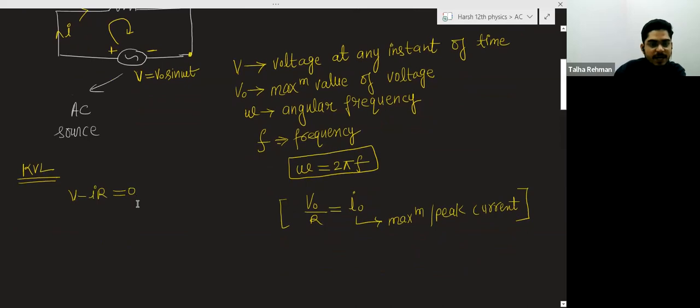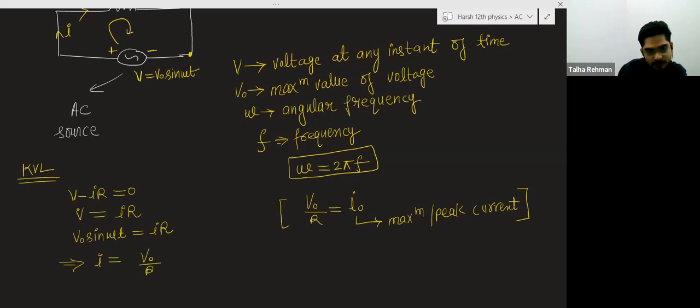So from here I can write V is equal to I into R. What is the equation of the V? V is equal to V naught sine omega t. We can write it here: V naught sine omega t is equal to current into the resistance. So from here we can get the value of the current, that is V naught by R sine omega t.